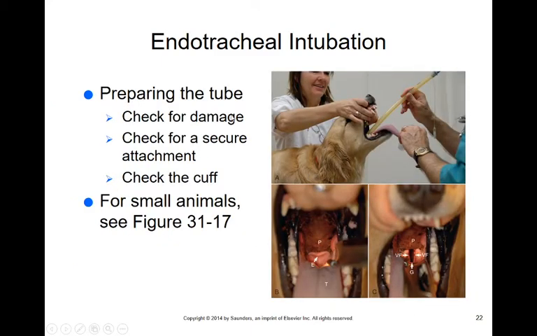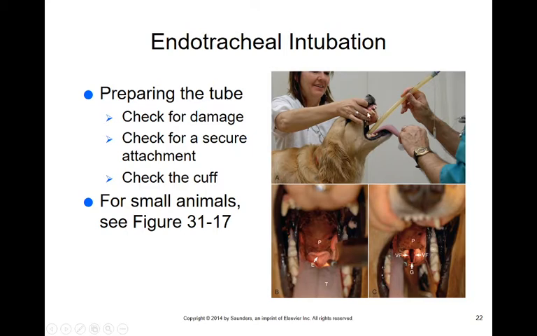Preparing the tube, we want to check that tube for damage, make sure that when we blow up the cuff, that balloon, there's no breakage in that balloon. Balloons break. Check that we have a secure attachment of this to the tube. Checking that cuff, make sure it stays inflated. For small animals, see figure 3117 in your book. Please turn to your book and take a look at that picture. But it's pretty easy to see with a large animal.